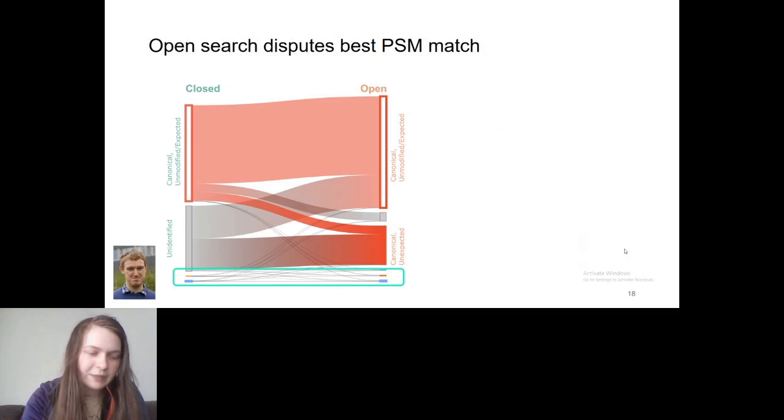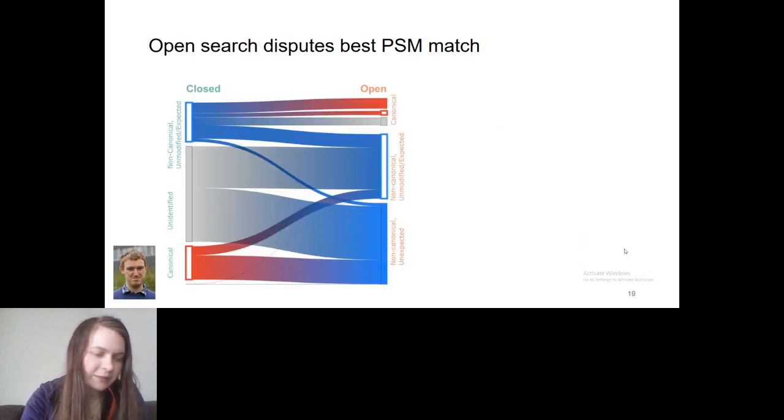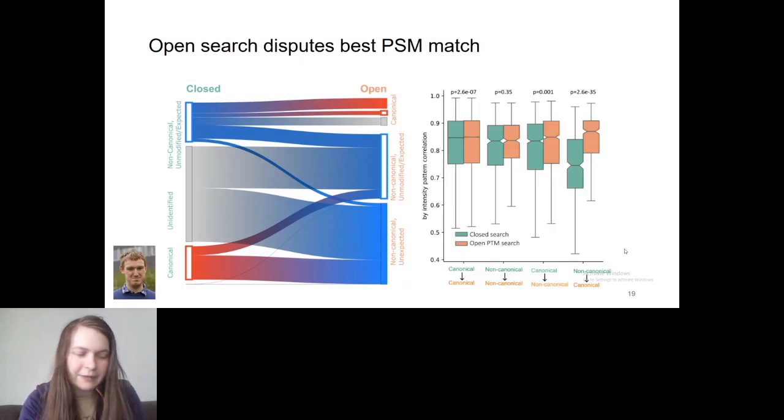Notably, if we zoom in and look at non-canonical peptides, we see that 40% of non-canonical PSMs are rematched to canonical from closed to open search, and 0.5% of canonical PSMs are rematched to non-canonical in open search. The switch in annotation is justified by a higher correlation of observed PSMs with predicted spectra. Thus, open search evidently increases the accuracy of discoveries.